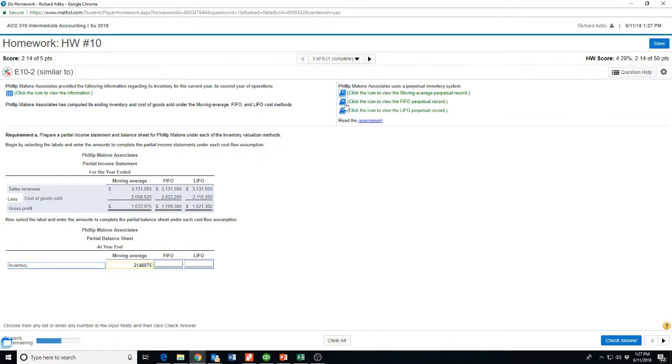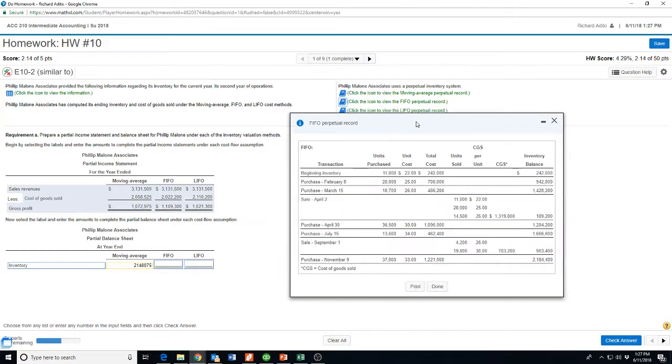Let's look at FIFO. Inventory balance right here, 2,184,400.